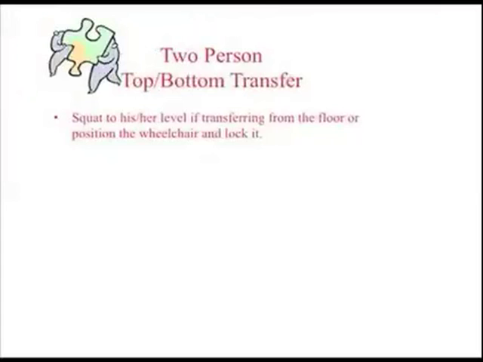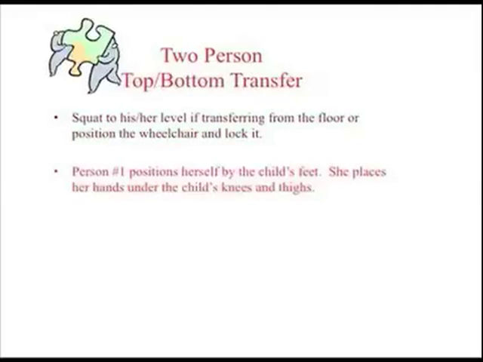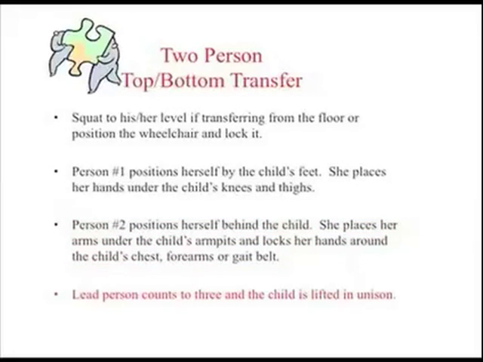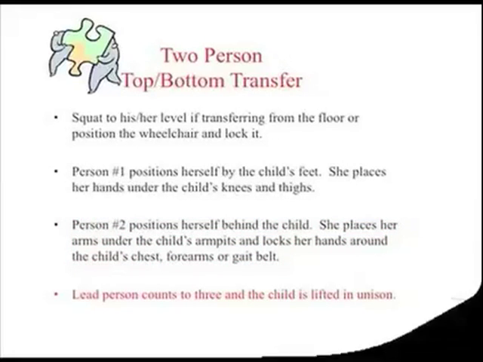Squat to the student's level if transferring from the floor, or position the wheelchair and lock the brake. Person number 1 positions herself by the child's feet. She places her hands under the child's knees and thighs. Person number 2 positions herself behind the child. She places her arms under the child's armpits and locks her hands around the child's chest, forearms, or gait belt. The lead person will count to 3 and they lift the child in unison.